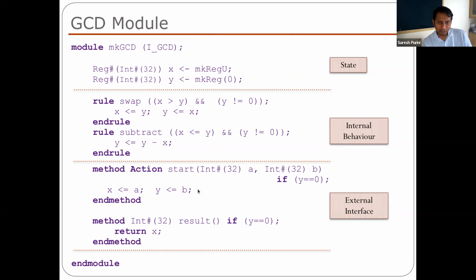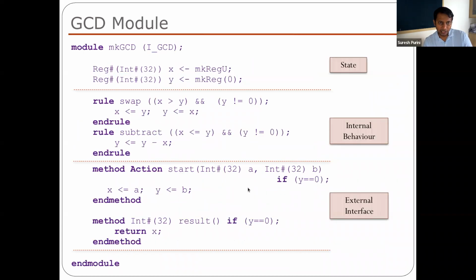And then we have these external interfaces, start and result. You are passing A and B, and start is enabled only if the predicate Y is equal to 0. Start is an action method, meaning it changes the state of the module because it is updating the registers X and Y, whereas the result method is not an action method, it's just a value method because it is just reading the content, not affecting the state. But still it has a predicate, and only if the predicate is true, the result function will be enabled.